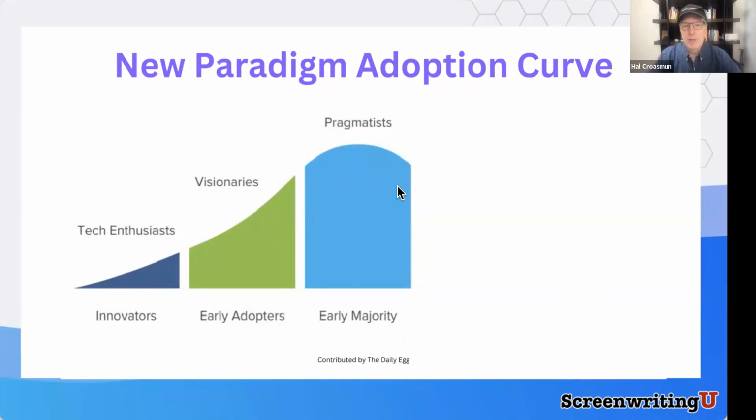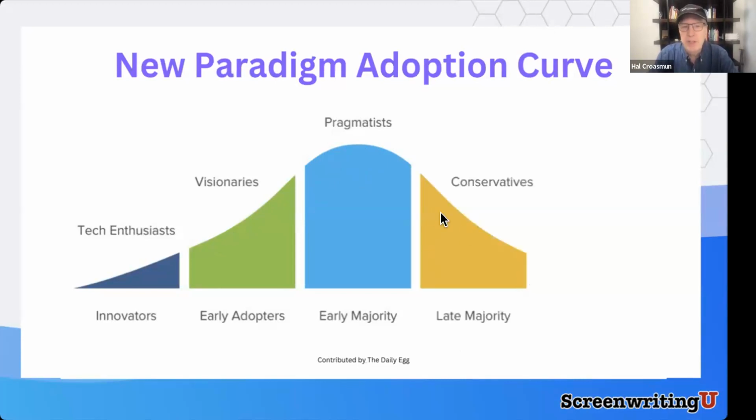Now, what comes next is the pragmatists. This is the early majority. These are the people who are willing to try something new. They didn't quite jump in yet, but they're willing to try something new if enough people have told them it works, right? Today, you're going to get a chance to see how this works. And if you really need proof that it's going to work, you'll get it today, and you can join us.